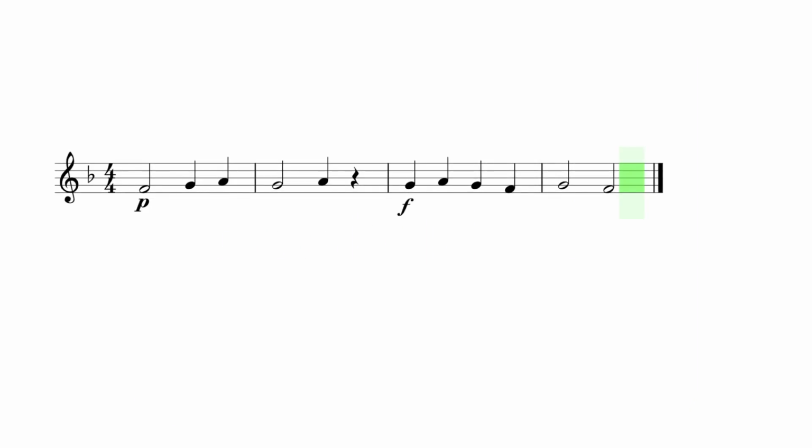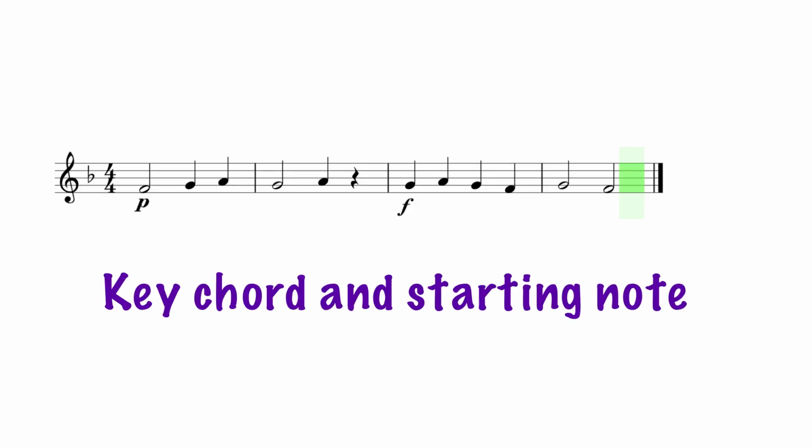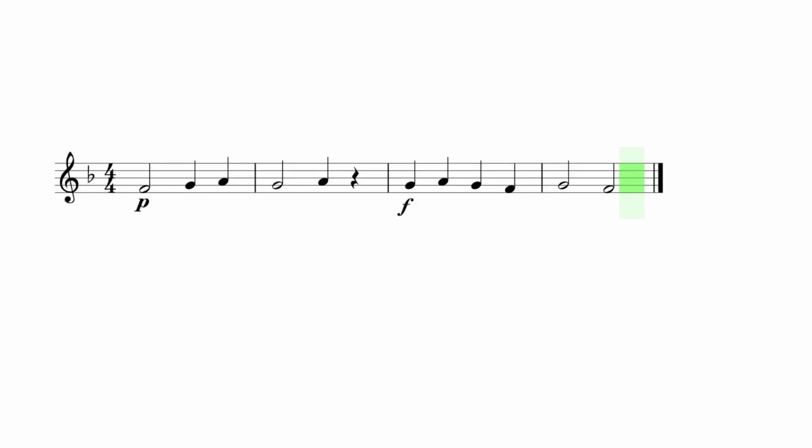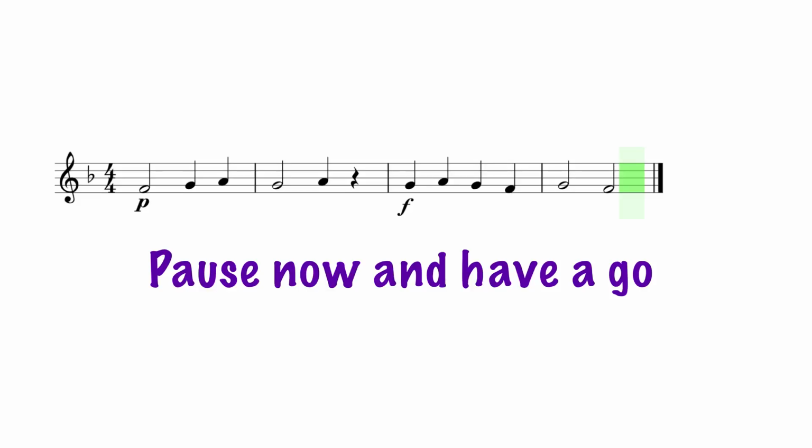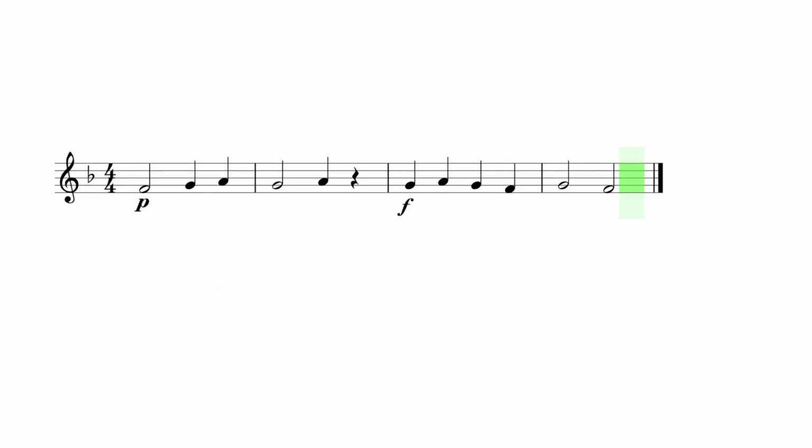Here is the key chord, and this is the starting note. Pause now and have a go on your own. This is how it sounds.